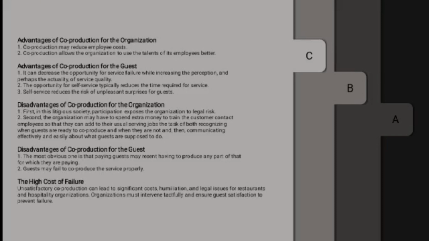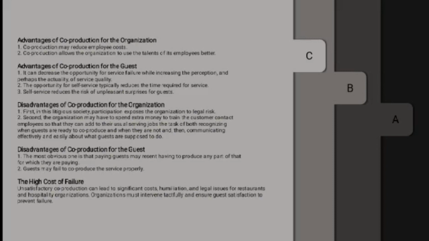There are two disadvantages of co-production for the organization. First, in this litigious society, participation exposes the organization to legal risk. Second, the organization may have to spend extra money to train the customer contact employees so that they can add to their usual serving jobs the task of both recognizing when guests are ready to co-produce and when they are not, and then communicating effectively and easily about what guests are supposed to do.